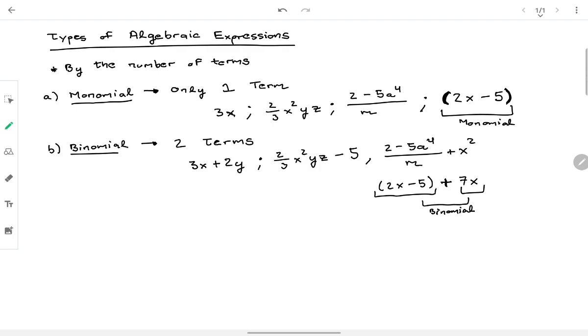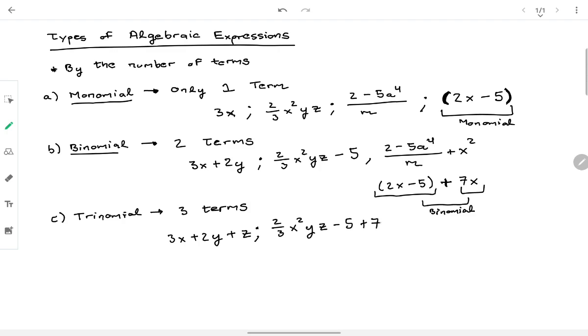Remember, if something is between parentheses, we can tell it's a monomial because it's only one term. Let's continue with the third one. That will be trinomial, from the Greek tri. So that will be three terms. We can have something like 3x plus 2y plus z. Maybe we can have something like 2/3 x squared y z minus 5 plus 7x. That will be also a trinomial.